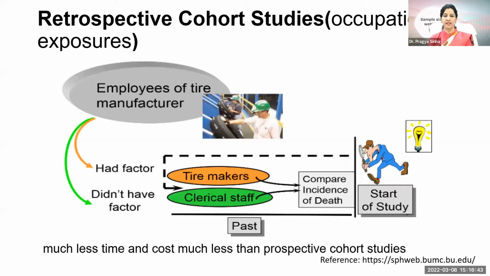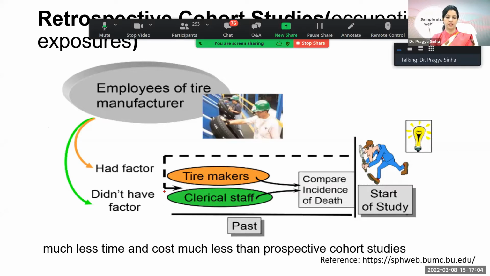So there is an example here, again, we have taken it from this reference. There is an employee of the tire manufacturer and we have got the record of those employees. We have divided those employees into two categories. There were employees who were directly working in tire making, and the other category was the clerical staff. In this case, the clerical staff was acting as a control group because they did not have the factor of interest. And then the incidence of mortality was compared between these two groups.